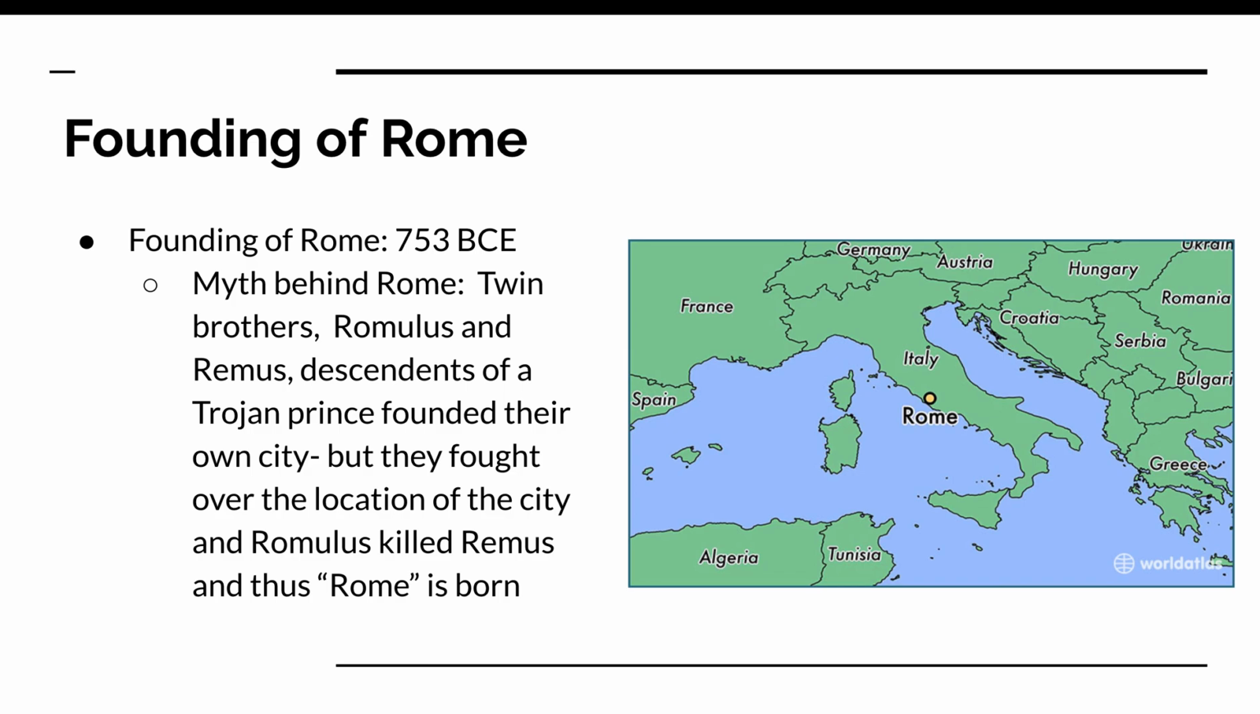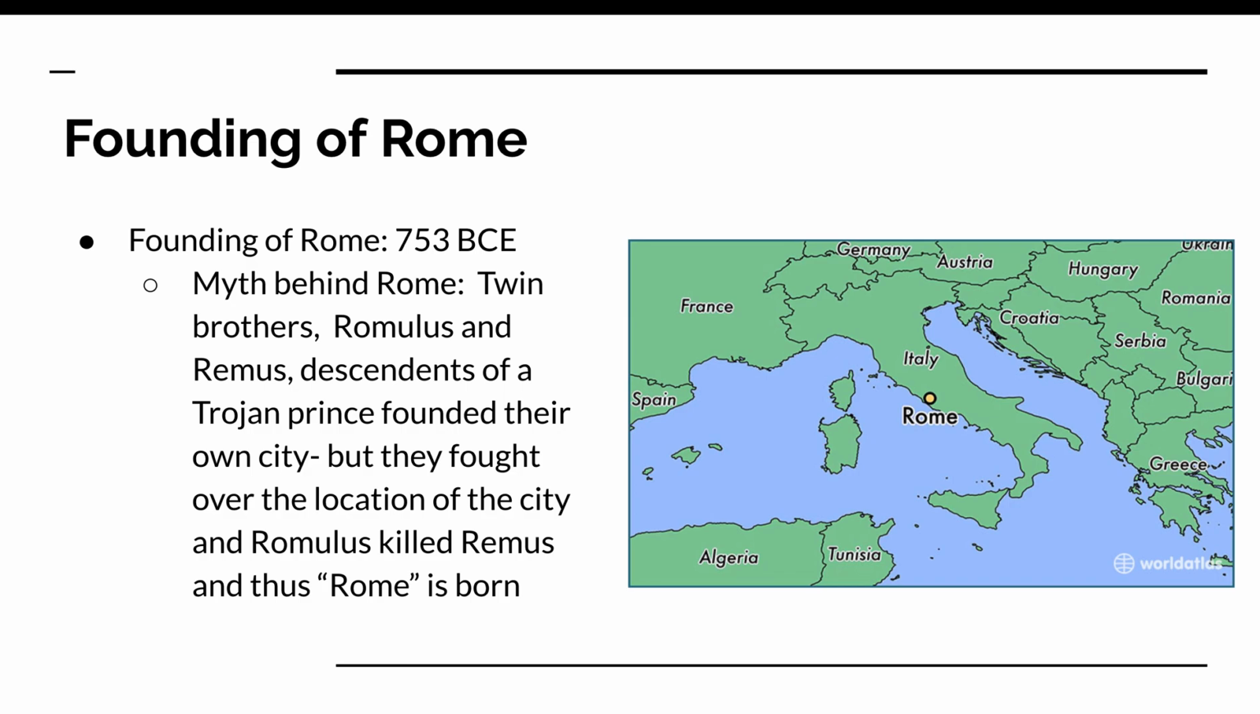Now, the quick founding of Rome, I'm going to move through these notes very quickly. Hopefully, again, they're mostly a review. There's kind of a mythical story behind the founding of Rome. Brothers Romulus and Remus are descendants of a Trojan prince, and they basically find the location of the city at the end of a river, and they start to quarrel, and they fight, actually. And Romulus kills Remus, becomes the ruler of this new city, being Rome.